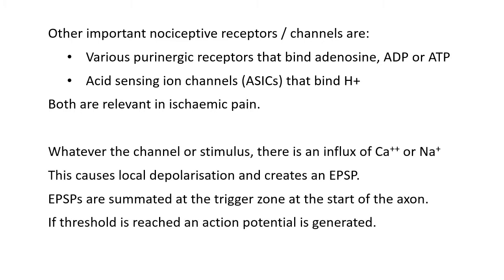Basically though, whatever the channel or stimulus, an influx of cations creates an EPSP. This is then summated at the trigger zone. The trigger zone is exactly like the axon hillock we talked about before. If there are enough EPSPs, it will generate an action potential.